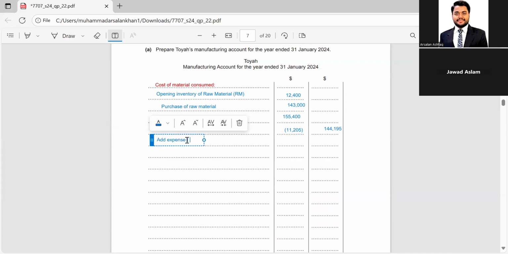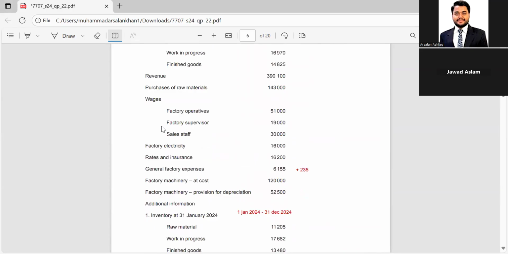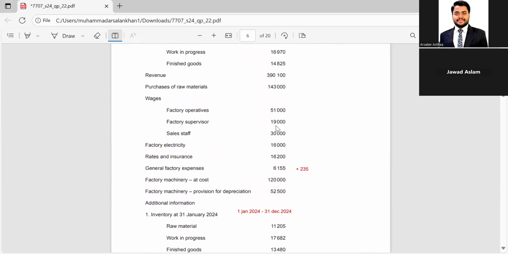Then we will add all add expenses, and in the bracket I'm writing all factory related expense. Okay, only factory related expense we will add it. समझ आ रही है बात आपको? हम सिर्फ वो एक्सपेंस ऐड करेंगे जो फैक्ट्री में इनकर हुए हैं. ओके, तो फर्स्ट एक्सपेंस ऑफ फैक्ट्री given in the question is what? Is wages of factory supervisor 19,000.